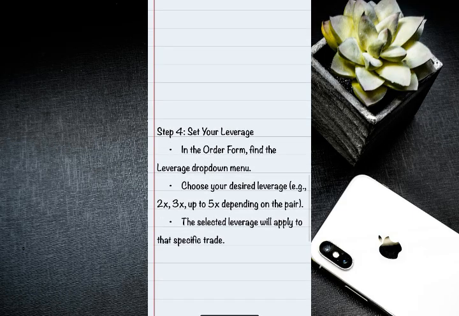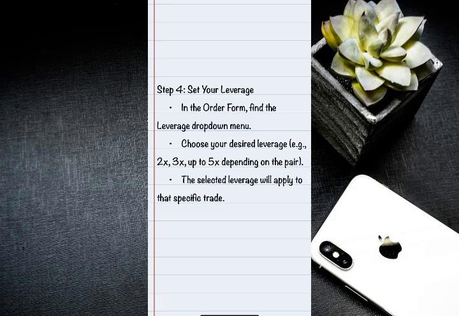Then from there, in the order form, find the leverage drop-down menu, then choose the desired leverage. For example, you can choose 2 times, 3 times, and up to 5 times depending on the pair. Then select the leverage that will be applied to the specific trade.